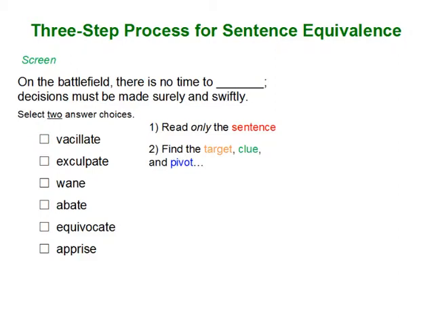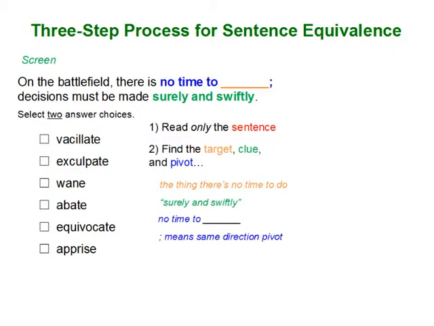Going through this a little bit quickly because I know this much is familiar to you so far. So the target here, the blank should represent whatever there is no time to do. There's no time for something. This is what we need in the blank. The clue that we have here is that decisions have to be made surely and swiftly. So if we need to make decisions surely and swiftly, what is there no time to do? Notice the semicolon pivot taking us in the same direction.